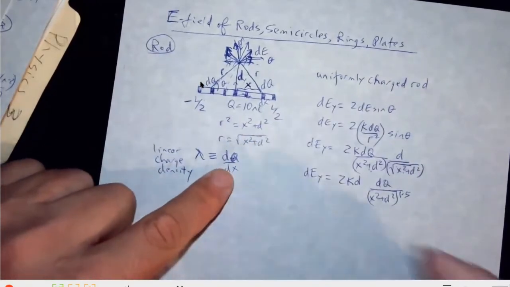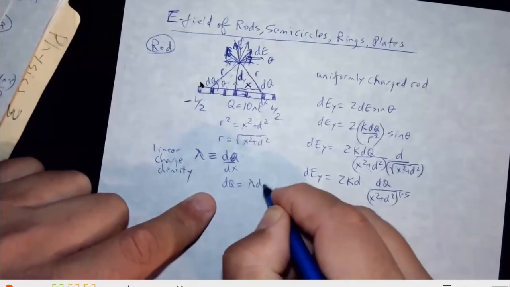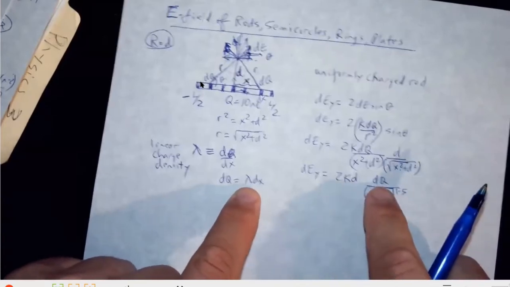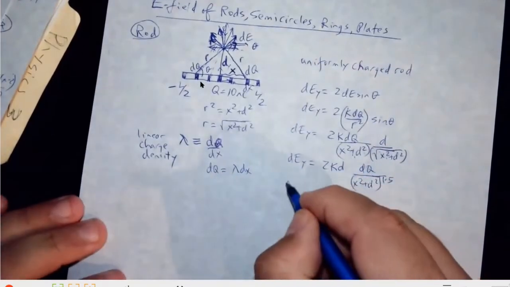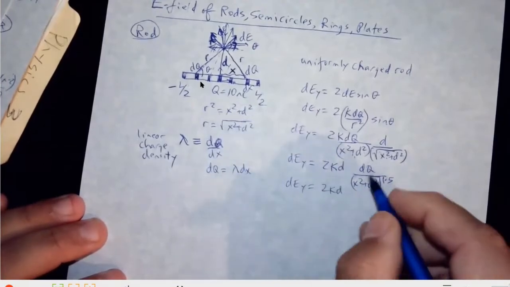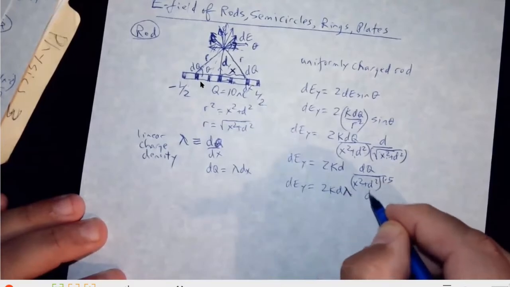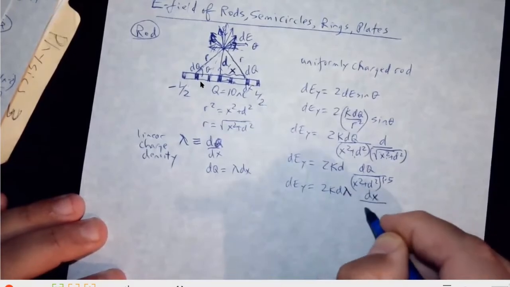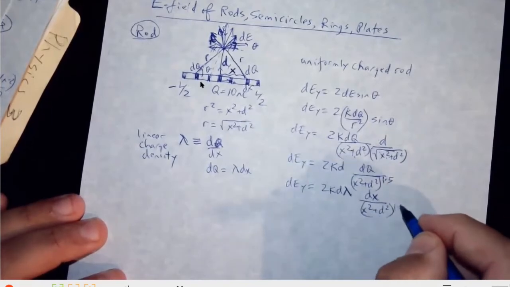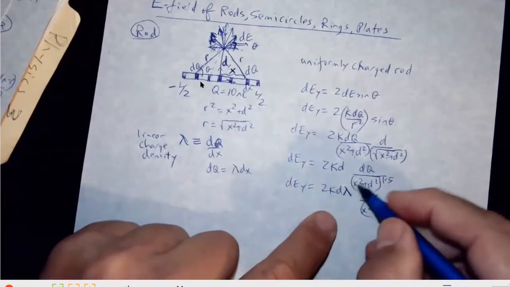So then dq therefore will be equal to lambda dx, right? So then I can replace dq by lambda dx. And then lambda, I'm just going to pull it to the side. Then I'm going to have dx over x squared plus d squared to the 3/2 power. Okay, now I'm ready to integrate this.